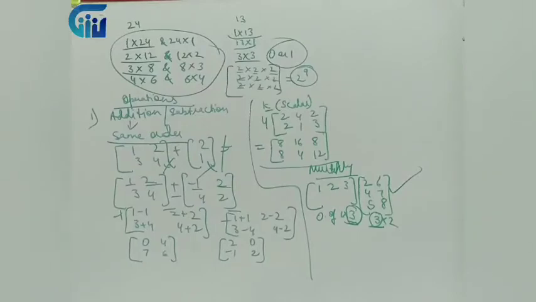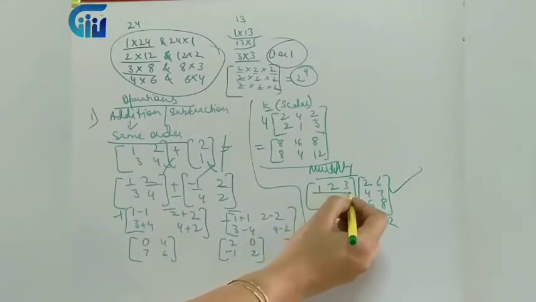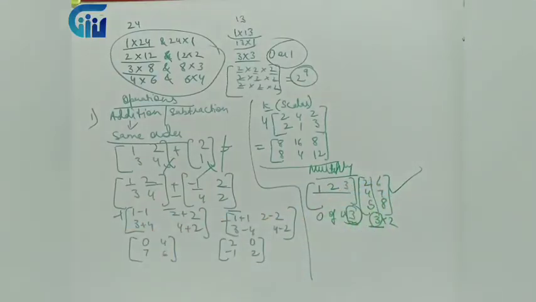Now how do we multiply? We multiply the row with the column. If I have one row, I'll multiply the first row with the first column first, and then I'll multiply the first row with the second column, right?